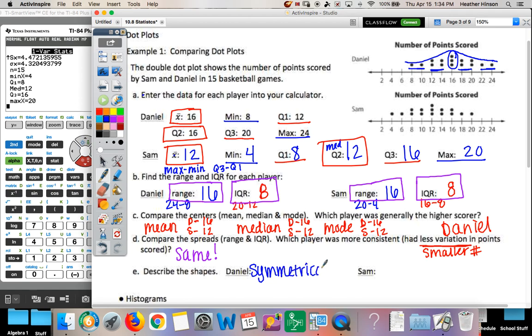Same thing for Sam. I'm going to draw a little curve. Which side does he have a tail on, or is it pretty symmetrical? Again, this one's actually perfectly symmetrical. You have 3 in the middle, 2 2s on either side, and then 2 1s on either side. So he's symmetrical as well. So that's how you get information from a dot plot.